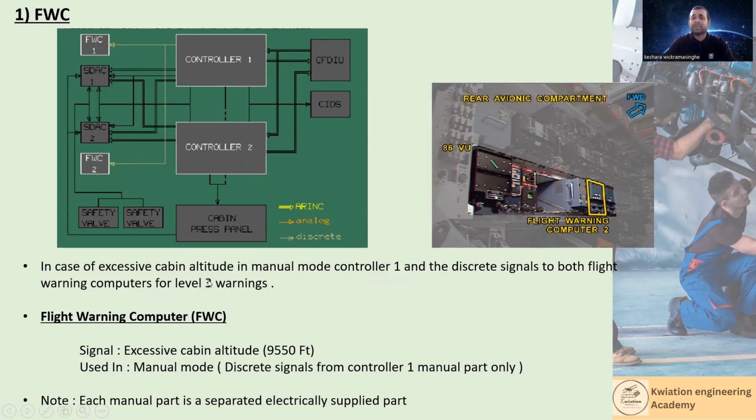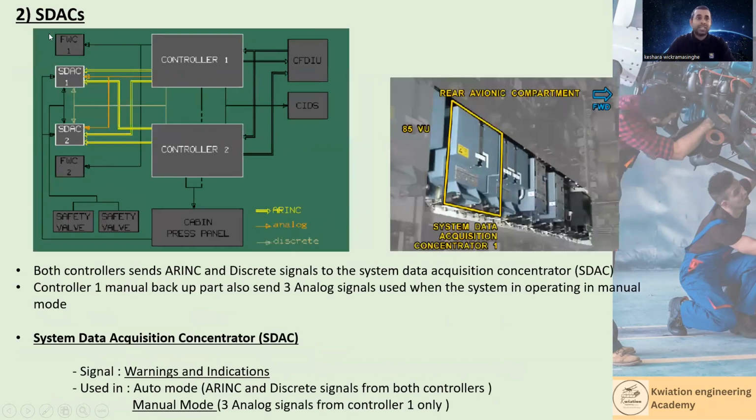In case of excessive cabin altitude in manual mode, controller 1 sends the discrete signal to both warning computers for level 3 warnings. So the flight warning computer signals excessive cabin altitude at 9,550 feet, and this is used in manual mode. These are signals from the controller 1 manual part only, which is a separately, electrically supplied part. Okay, the next one, SDACs.